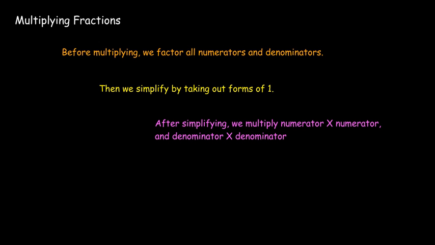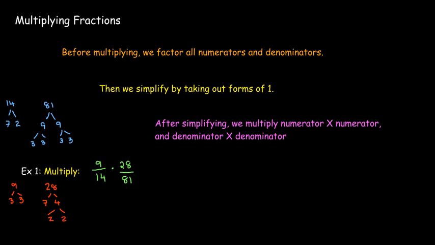So let's start with an example with just common fractions. I'll go ahead and factor the numerators and denominators completely. In this case, that means getting down to the prime factors. And so when I write out the prime factorization now as a single fraction, this is 9 times 28, so here's my 9, times 28, over 14 times 81, now as a single fraction.